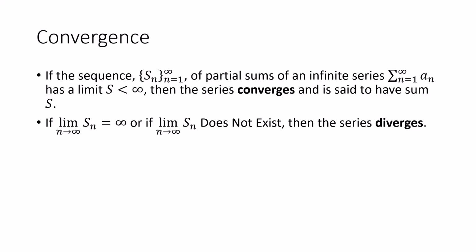So if the sequence of partial sums has a limit, then the series converges and is said to have sum capital S. So whatever the limit of the sequence of partial sums for the infinite series is, that is what the series is going to sum to, provided it's a finite value. If the limit as n approaches infinity of S sub n equals infinity, or if that limit as n approaches infinity of Sn does not exist, then the series diverges.